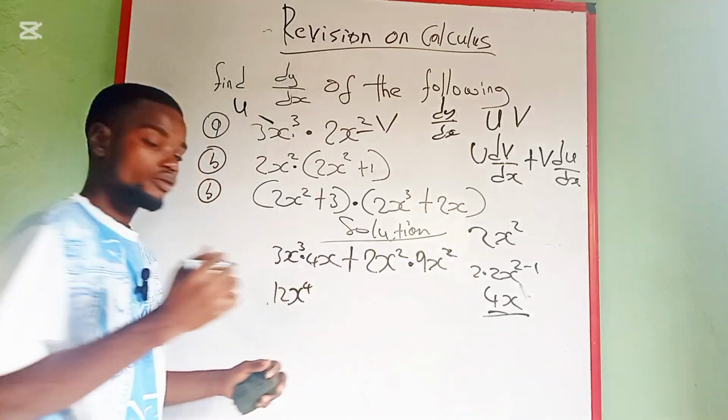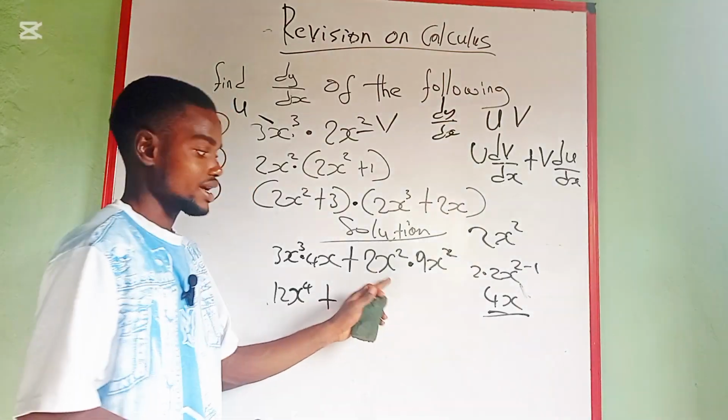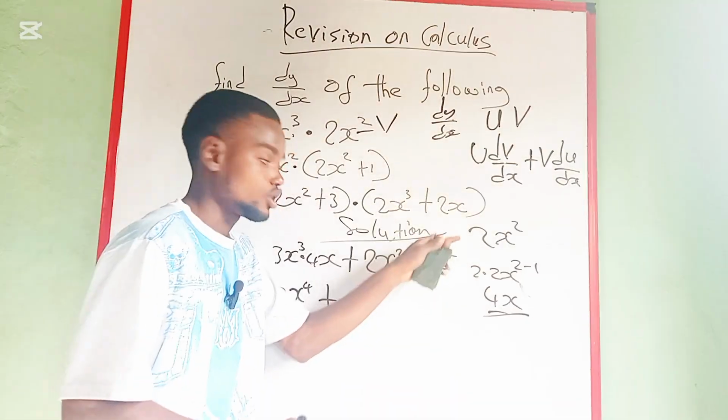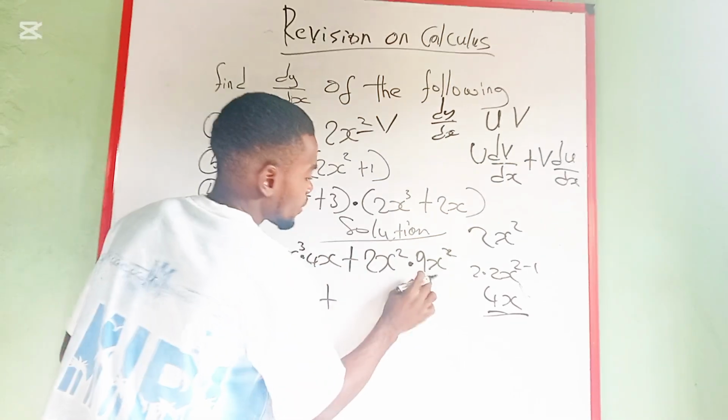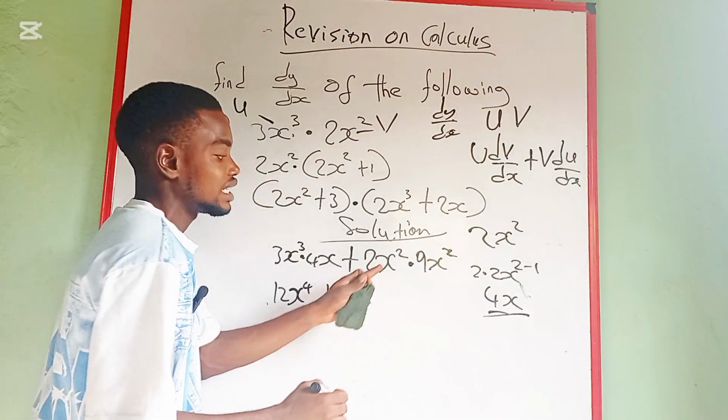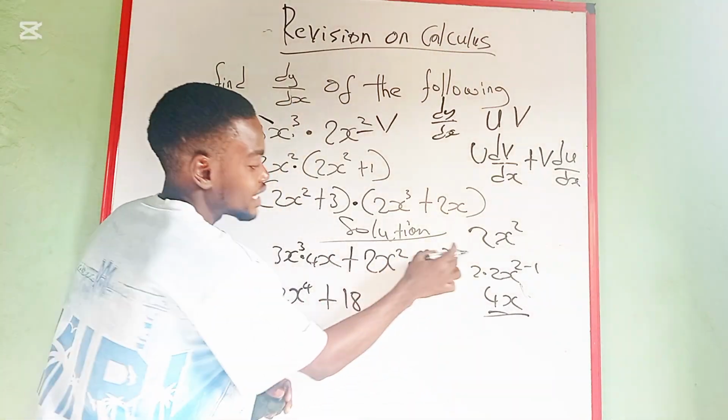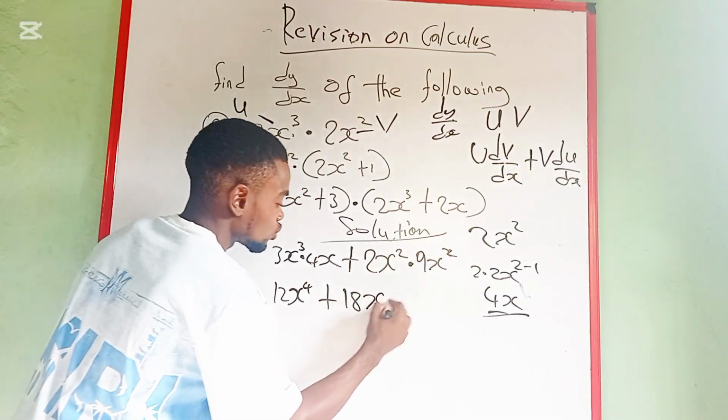S raised to power what? 4. Now plus this other side, 2s squared multiplied by 9s. Remember, we're not differentiating again. So 2 multiplied by 9 is going to give us 18. And now s squared multiplied by s squared, we just add the powers together, going to give us s raised to power 4.